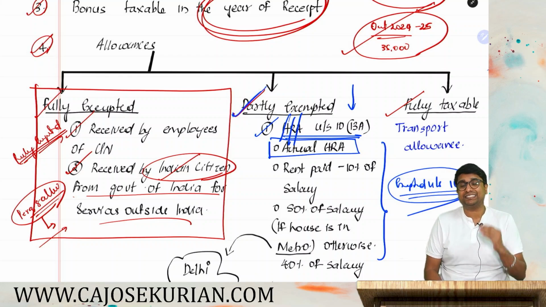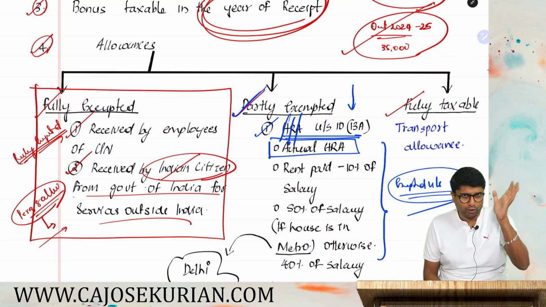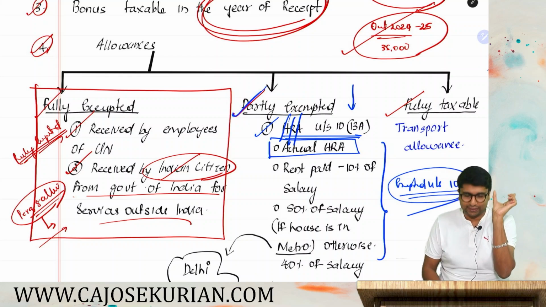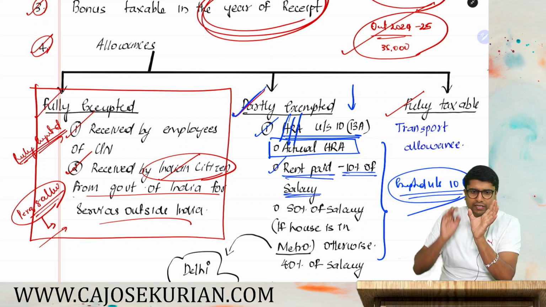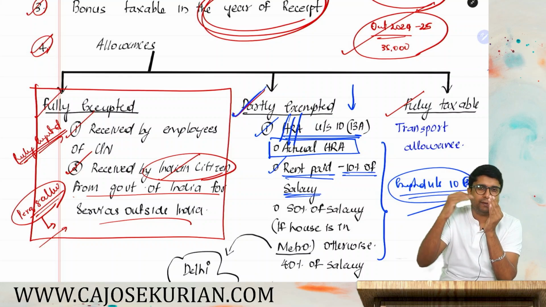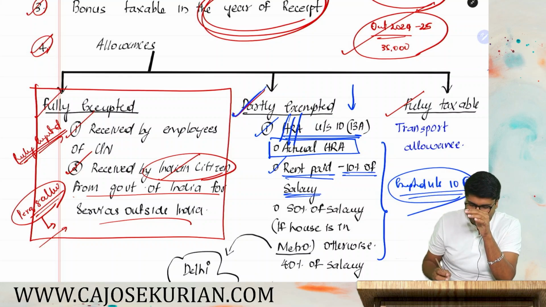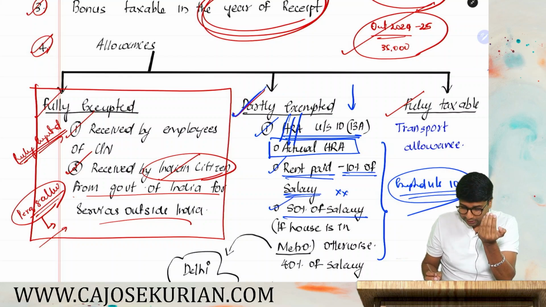If you are a person receiving house rent allowance, then what to do? You write down the actual HRA receipt. Number two, you compute the rent paid by you minus 10% of the salary. Then you consider the annual rent paid by you minus 10% of your salary as limit number two. Then what is limit number three? 50% of salary, provided your house is situated in a metro city.